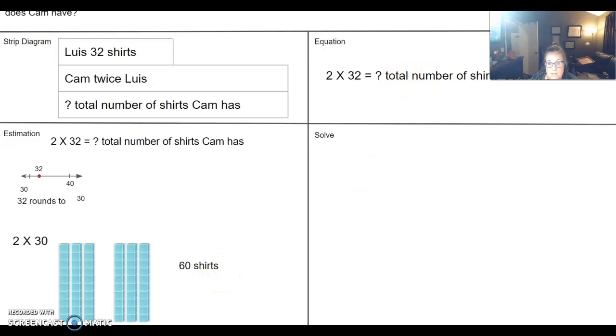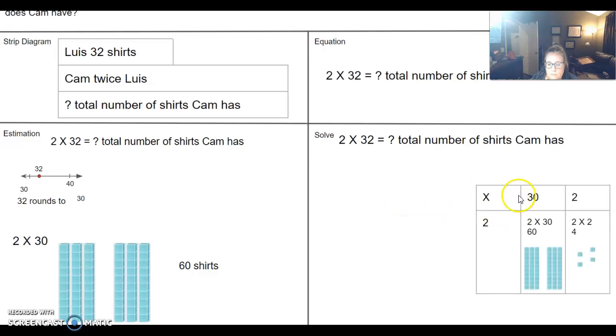Now I'm actually going to solve it. So I'm going to bring my equation down. So I have 2 groups of 32. It's going to tell me how many shirts I have in total. So again, I'm going to use my partial products to help me. So I'm going to set that up first. I'm going to decompose 32 into 10s and 1s. So I have 30 and I have 2. And then I have my 2 over here. So in this box, I'm going to do 2 times 30. And in this box, I'm going to do 2 times 2.